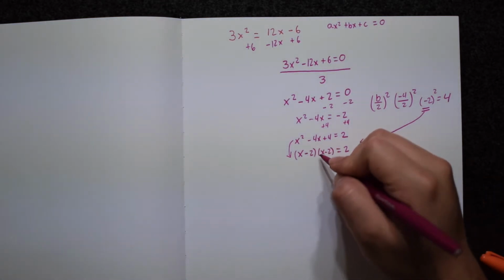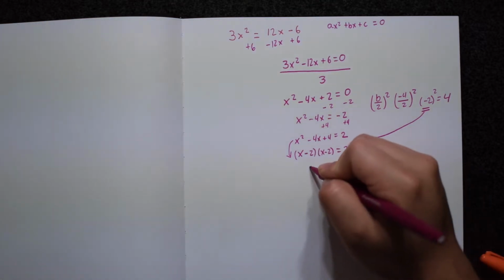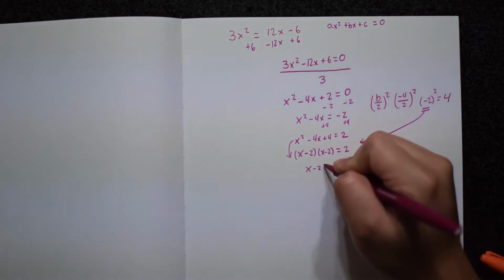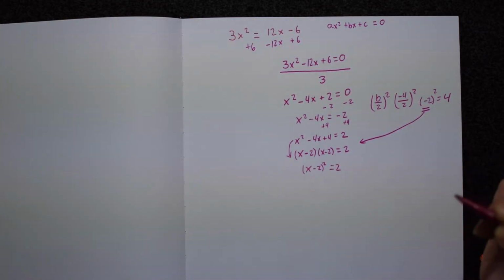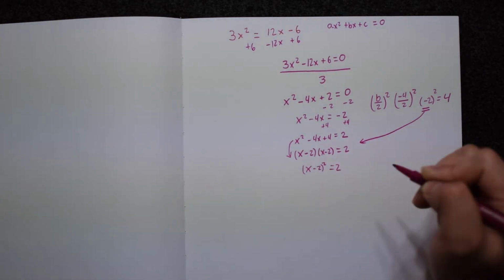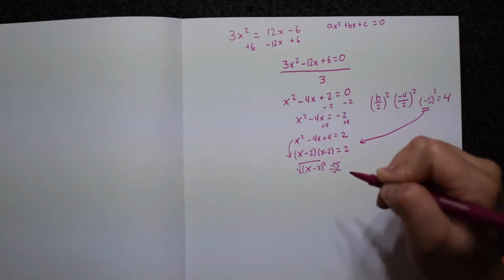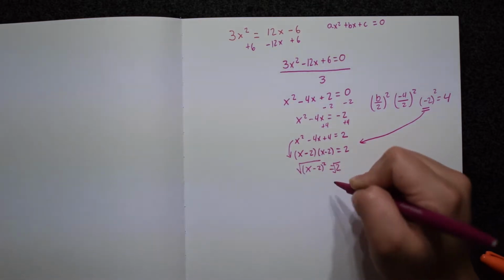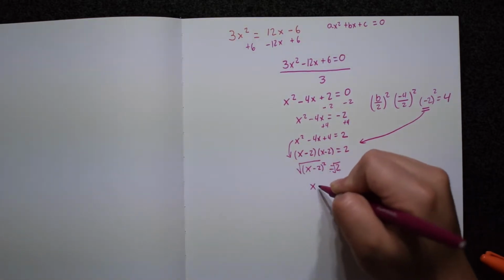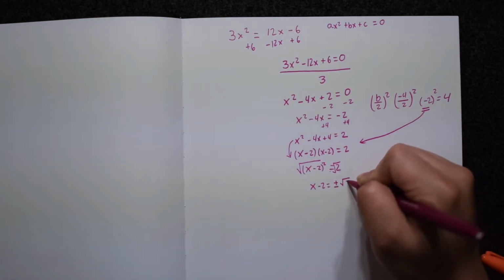Now that I have my equation factored out, well, since it's being multiplied by itself, I can actually combine this into x minus 2 squared is equal to positive 2. And here I can actually go ahead and start solving for x by taking the square root of both sides. Remember, when I take a square root, I always have to have both the positive and the negative version of my answer. So x minus 2 is equal to plus or minus square root of 2.